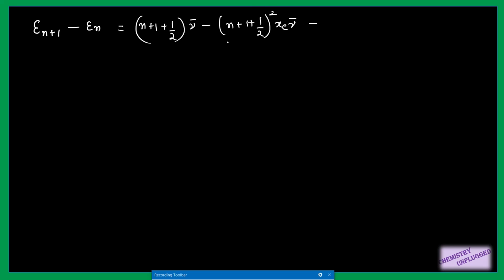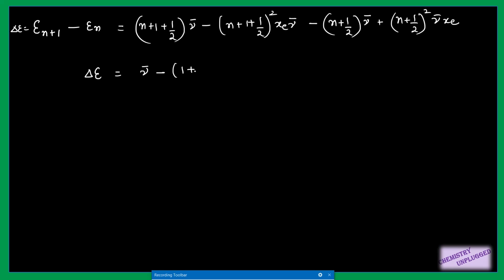Then we have to subtract the energy for the n vibrational energy level. So it will become (n plus 1 by 2) nu bar minus, minus will become plus, (n plus 1 by 2) whole square nu bar xe. Now you can use this formula, open these brackets and then simply subtract. This is one way of remembering it. Another way, you can directly remember the formula of energy difference, and it is given by nu bar minus (1 plus n) 2 nu bar xe.